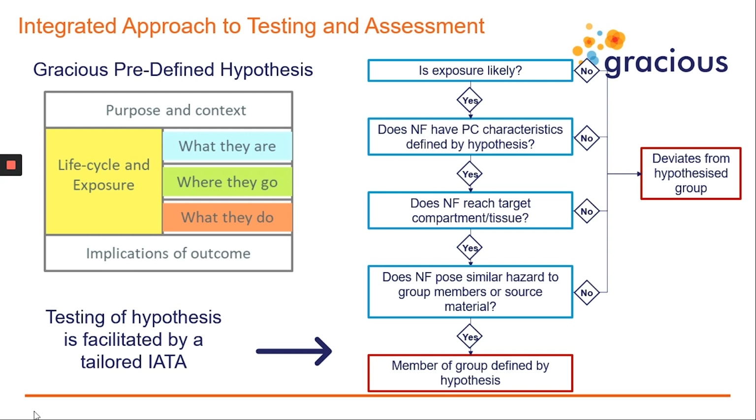Each predefined hypothesis is supported by a tailored, integrated approach to testing and assessment, or IATA, that will guide the gathering of relevant information, allowing the applicability of the grouping hypothesis to be assessed. The IATA ensures that testing is conducted in a targeted manner that allows integration of existing information with new data generated where necessary, supporting the user in accepting or rejecting the grouping hypothesis.